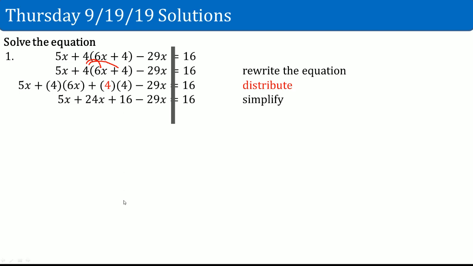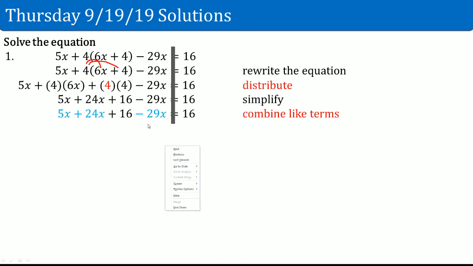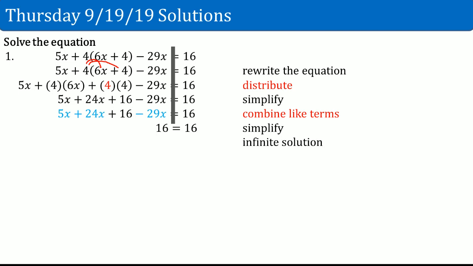There's some like terms that combine. So I have a 5x here, 24x, and a minus 29x. Okay, plug that on the calculator. 5 plus 24 minus 29. What do you get? These all cancel out. You get a 16 on the left, a 16 on the right. Okay, when the left-hand side is equal to the right-hand side, you would actually say that it's infinite. You'd still solve it. You would just say this is an infinite number of solutions problem.